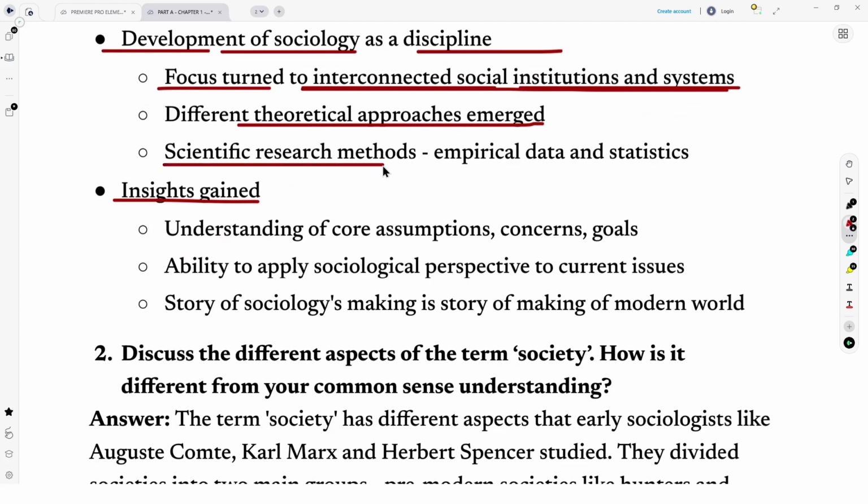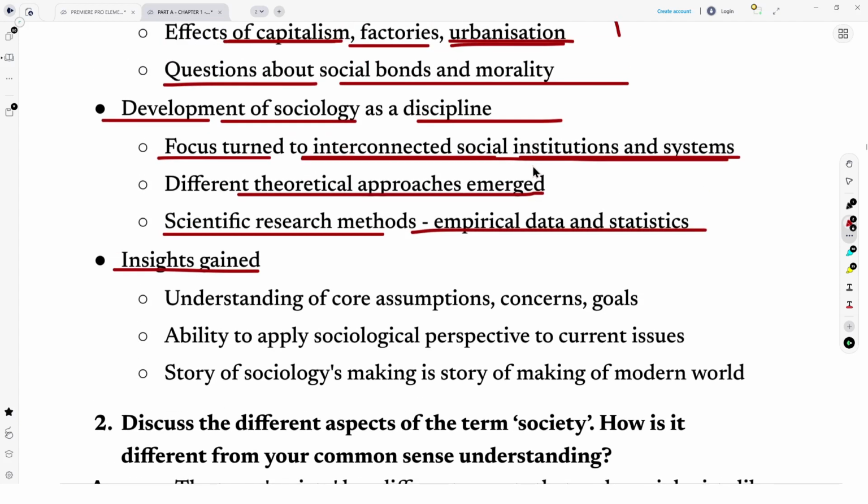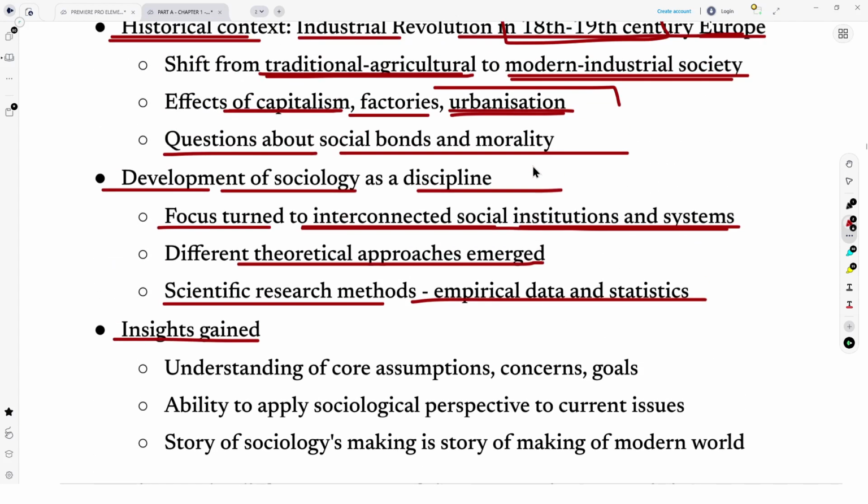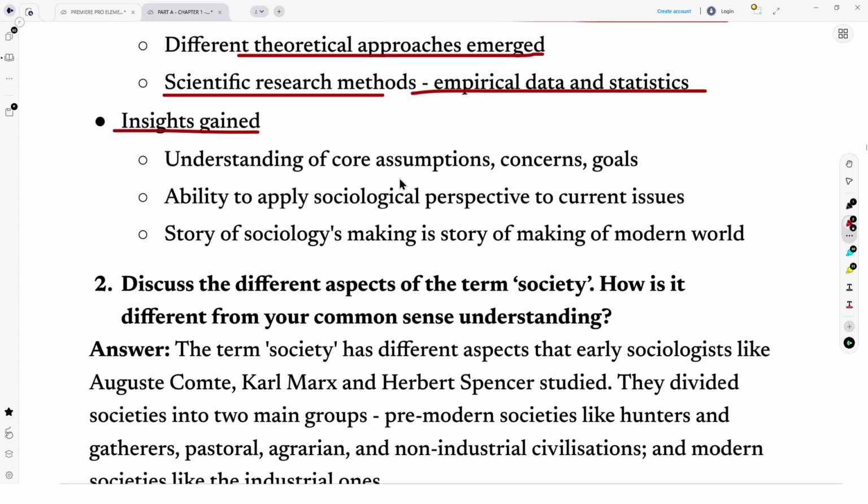Scientific research methods were created, and empirical data and statistics were collected, to figure out how this was affecting our society and how our society was changing. Then we understood the core assumptions, concerns and goals, and were able to apply the sociological perspective to current issues, to figure out what social issues were hampering society and how we can solve them.